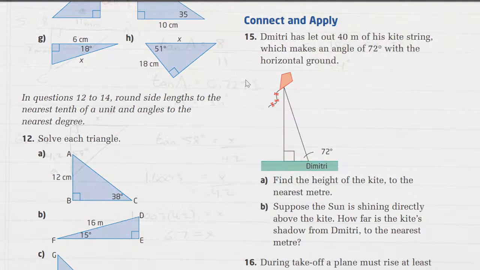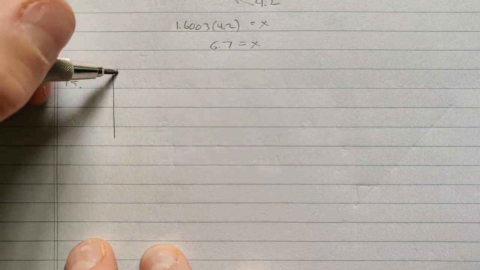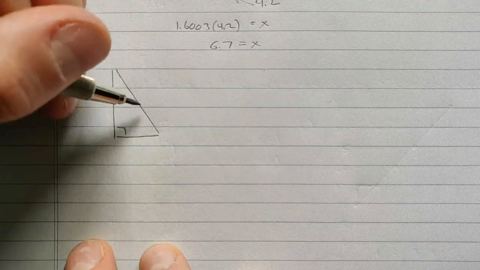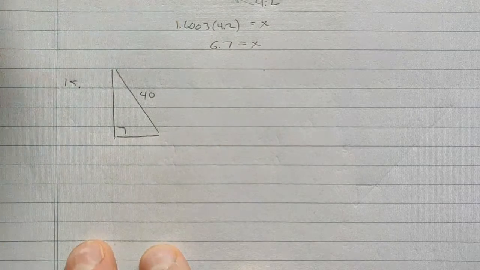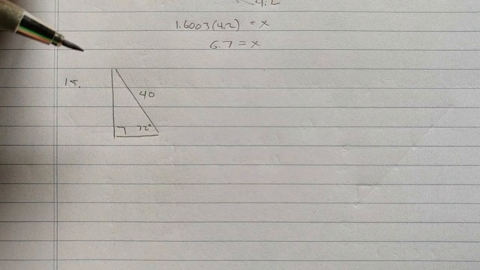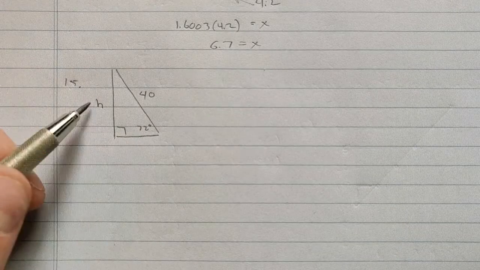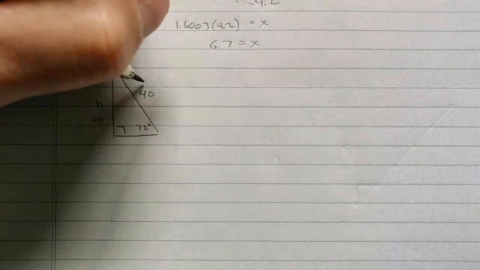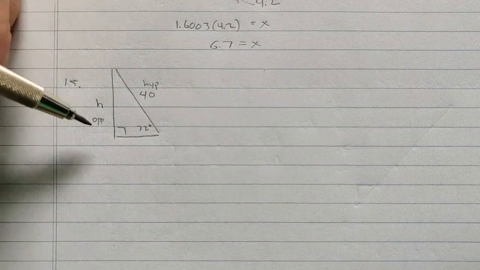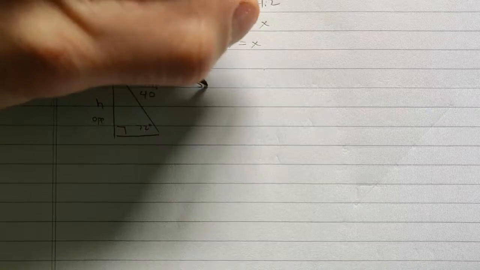So I can switch over here to my notes and we can do that question. So we have this triangle here. That 40 meters is going to be on the hypotenuse, and he had an angle of 72 degrees here. So we want to find the height of the kite, so that h over there. In this case, we have the opposite side, and we're given the hypotenuse. So we need to find the opposite. We can use the sine ratio to do that. So sine 72 degrees equals the opposite, which is our h, over hypotenuse of 40.